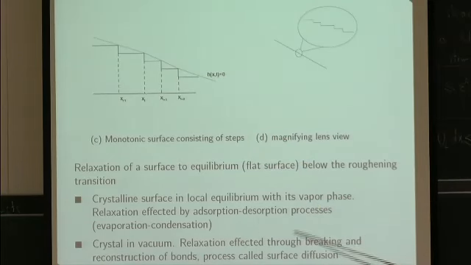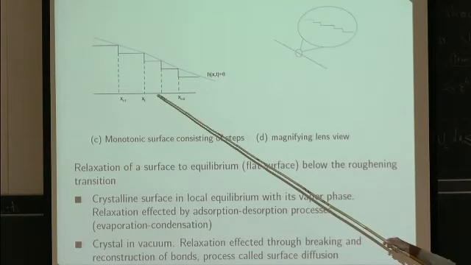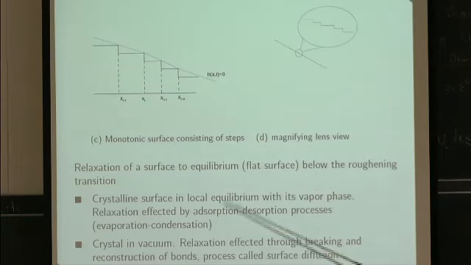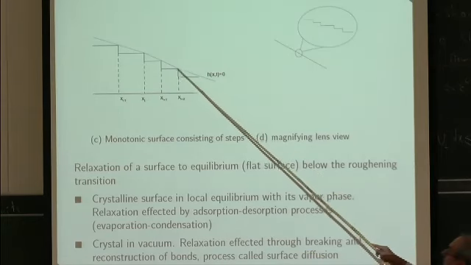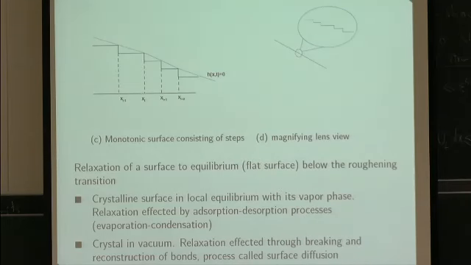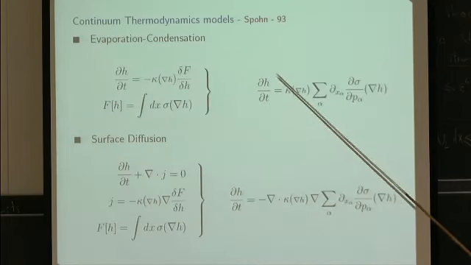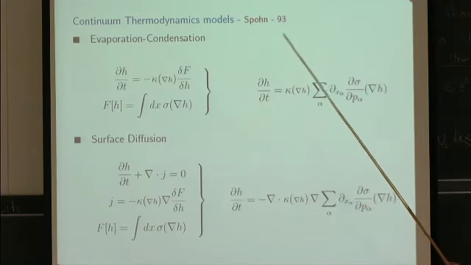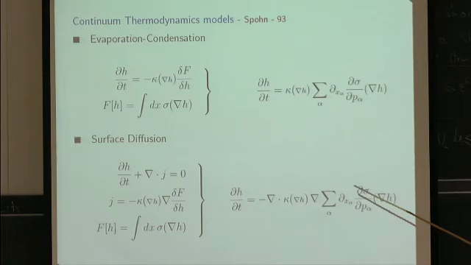And in the second one, you have a crystal in vacuum. This is called evaporation condensation. The second one, you have a crystal in a vacuum, and you have atoms that are moving inside the surface, and they may hop on the upper side or the lower side. And you have reconstruction of bonds, and this process is called surface diffusion. And there is a continuum thermodynamics theory for these models, which started this area, and which are gradient flows, both of them. And it was developed by Spohn in '93.